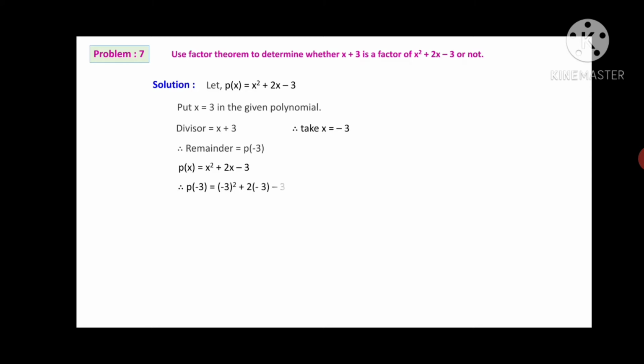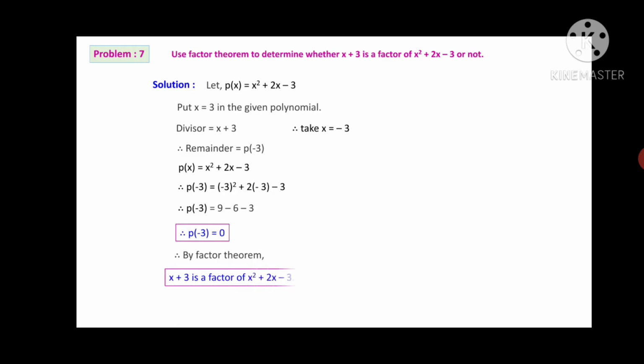Therefore, p of minus 3 is equal to minus 3 whole square plus 2 into minus 3 minus 3. Therefore, p of minus 3 is equal to 9 minus 6 minus 3. Therefore, we get p of minus 3 is equal to 0. Therefore, by factor theorem, we can say that x plus 3 is a factor of x square plus 2x minus 3. We start with the next problem, number 8.